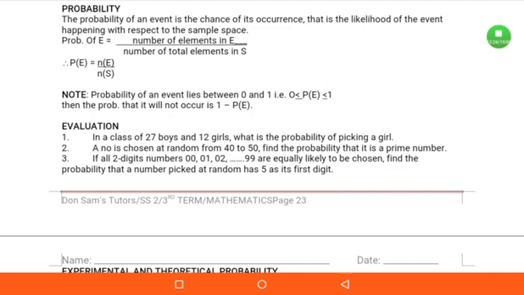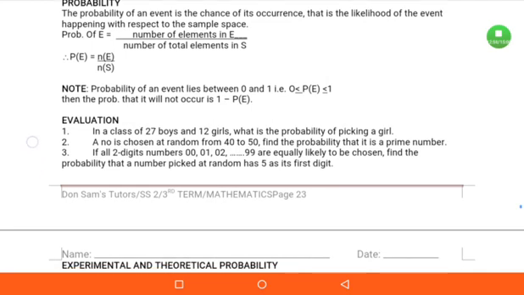Find the probability that it is a prime number. Now you find the prime numbers between 40 and 50. I want to tell you that there are 5 prime numbers there, so your probability will be what? The number of prime numbers over the total number in the sample space. If you have 5 prime numbers, you have 5 over 11. So you can go find that out yourself. You know what prime numbers are? Numbers that cannot be divided by any other number except itself and 1, like 41, 43, etc. Find it by yourself.